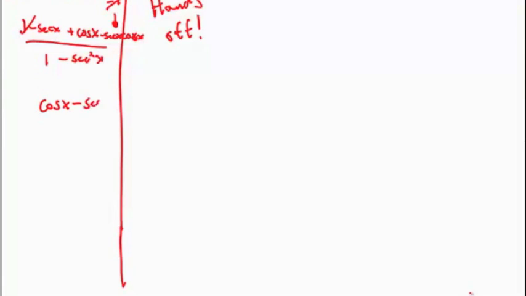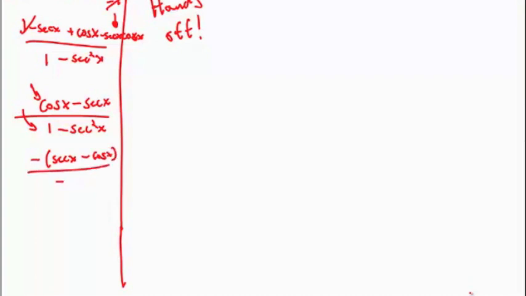So once we end up here, now we can simplify into cosine of x subtract secant of x divided by 1 subtract secant squared of x. Now, this particular expression here should raise red flags because you know that that should be equal to negative tan squared of x. And this thing here, we're going to pull out a negative sign, which should make sense in a second. Secant of x subtract cosine of x over negative tan squared of x.